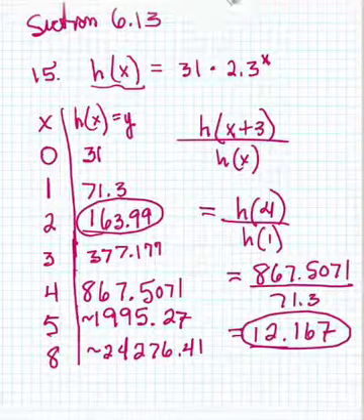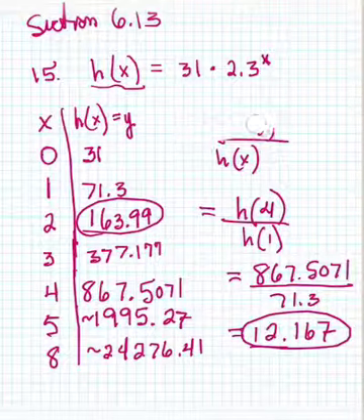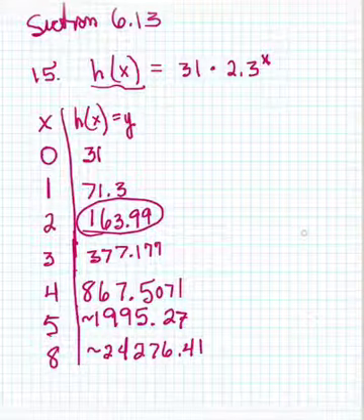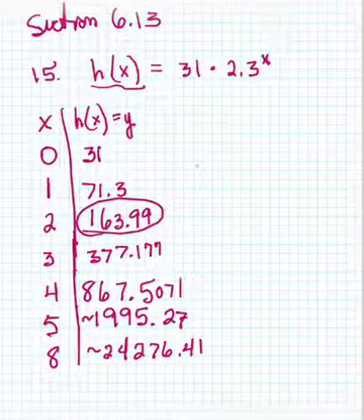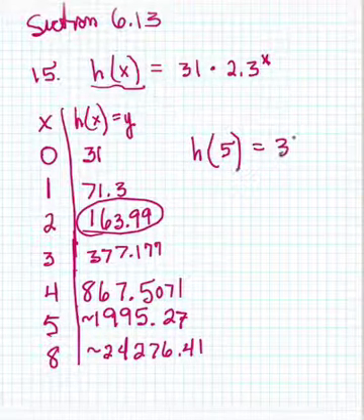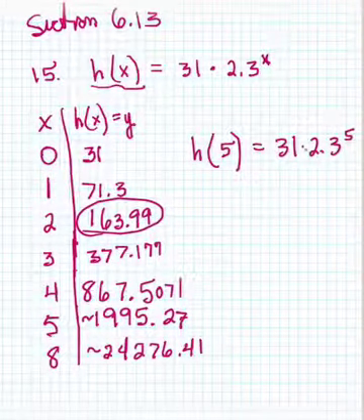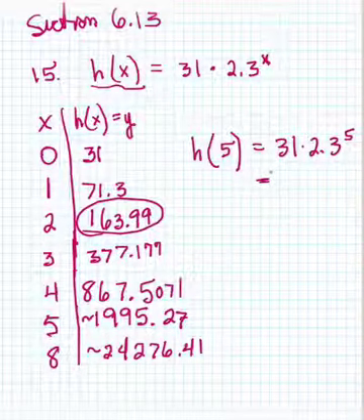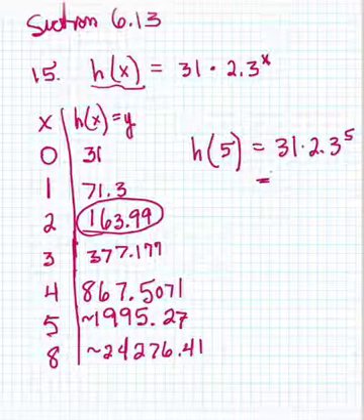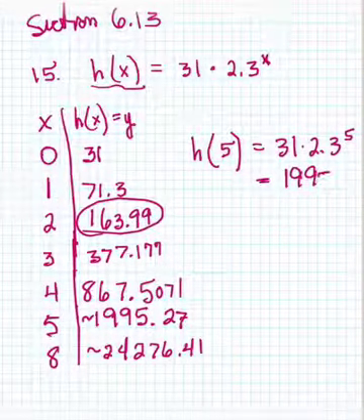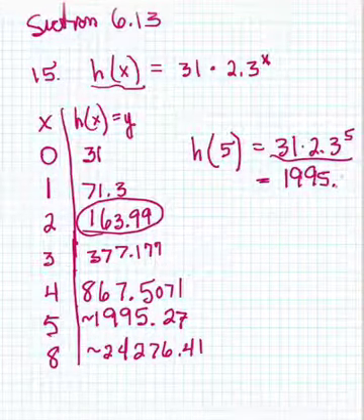Okay. Now, if I do it using the calculator or using just the formula instead of just multiplying by 12.167, because our calculators work so easily, this is almost the easiest way to do it. h of 5 equals 31 times 2.3 to the 5th. I would almost just prefer to do this instead of trying to figure out this trick. But 31 times 2.3 raised to the 5th, and you can see it's exactly the same thing. I did that on my calculator, and I'm getting the same answer I got down here.